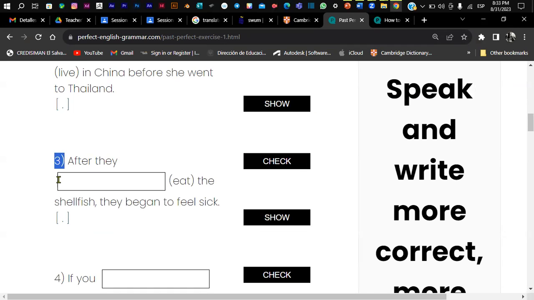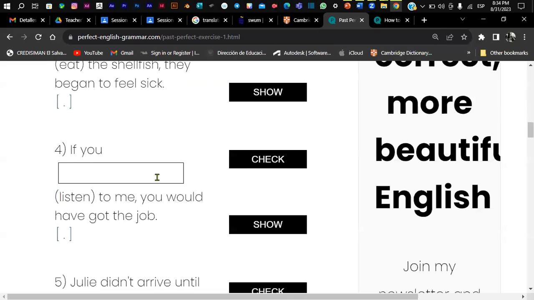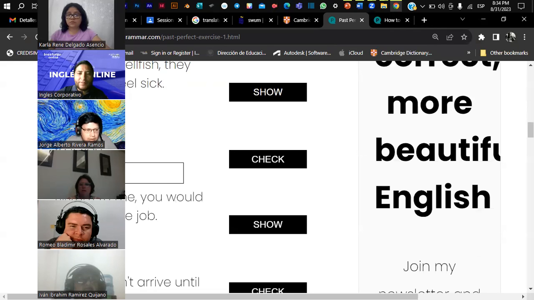Number three? Okay. After they had eaten the shellfish, they began to feel sick. All right. Okay. Very good. That's it. Next, number four. Help me with this one, maybe Catherine or Carla.